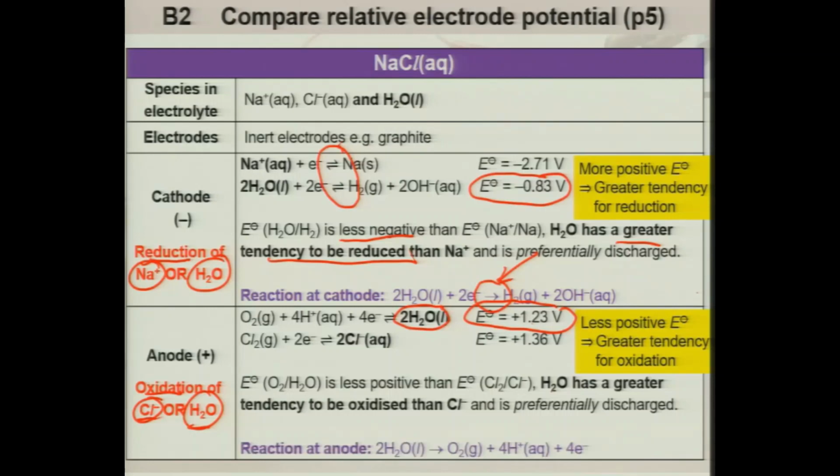And therefore, at the anode, water is oxidized. Please take note, look at my arrows again. Please take note how to phrase. Water has a greater tendency to be oxidized. How do I know that? I look at the E naught values that I've used.